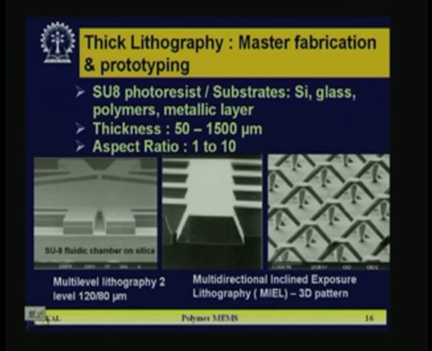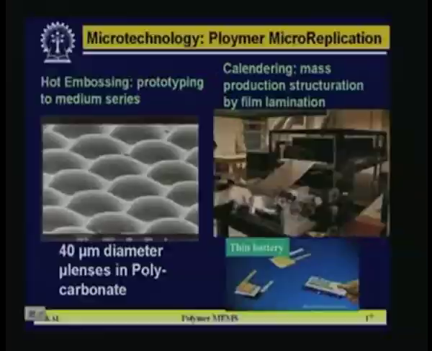Not directly perpendicular rays are incident on the top of the photoresist and you expose it and you get the pattern. That is an inclined exposure, and that is a multi-direction inclined exposure technique which is sometimes used for getting similar kind of structure in MEMS. Now, polymer micro replication, some techniques are shown.